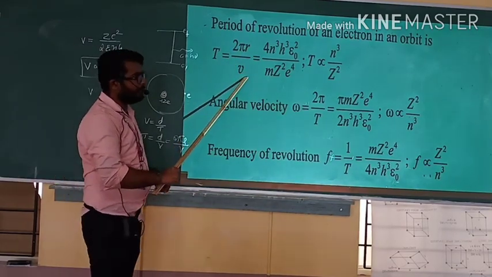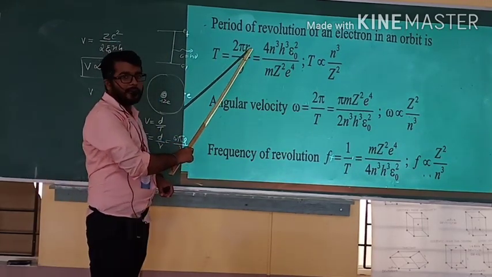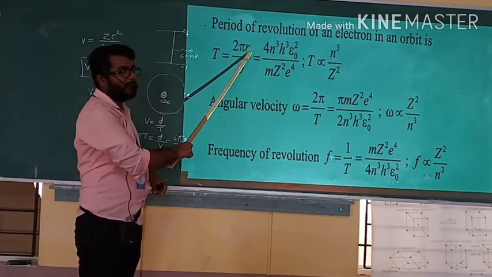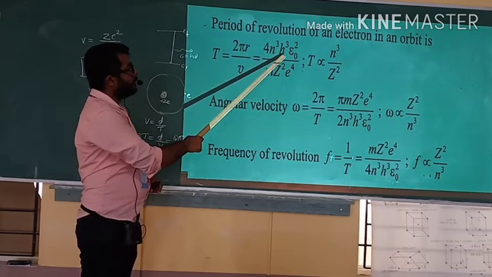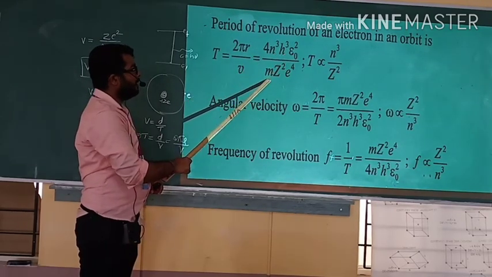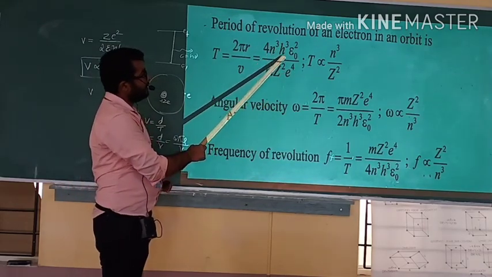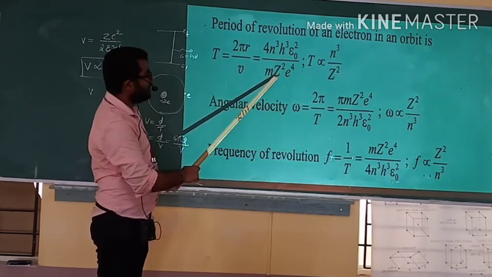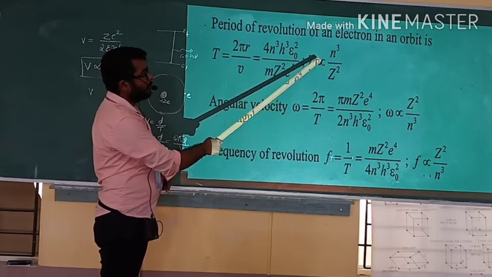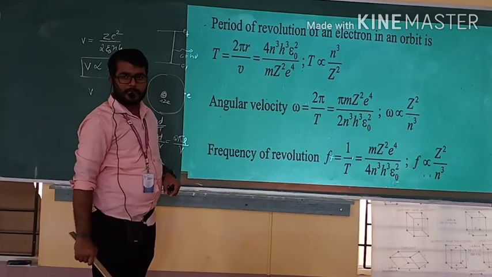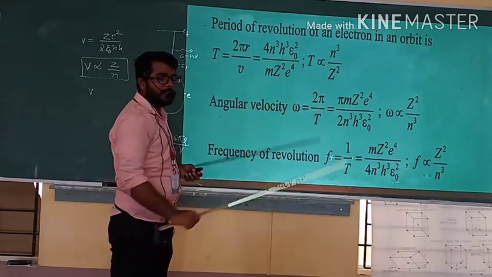Then substitute the value of v that you have found out, and then the value of r also. Substituting the value of v and the value of r and solving, finally you get the equation as 4 n cube h cube epsilon square divided by m z square e to the power of 4. So h is constant, epsilon is constant, m is constant, e is constant. Removing all the constants, you get t is proportional to n cube divided by z square, where n is the principal quantum number, it changes 1, 2, 3, and z is the atomic number.